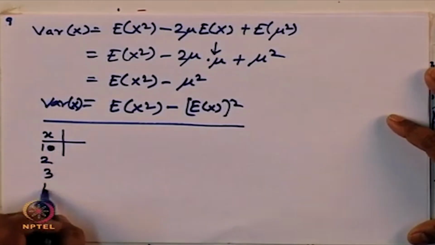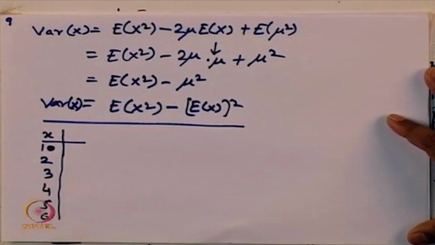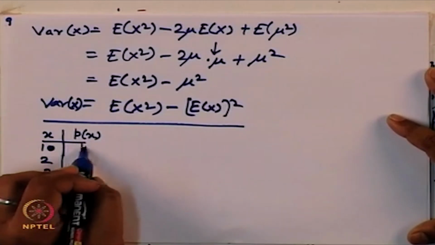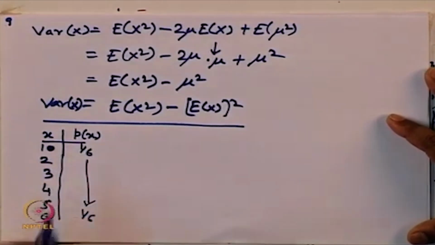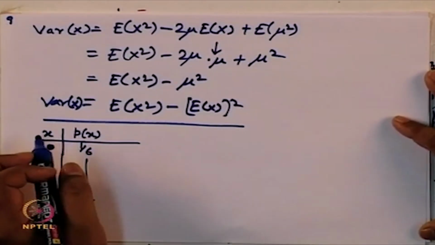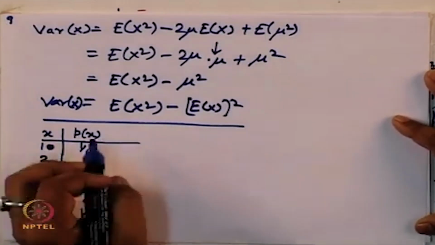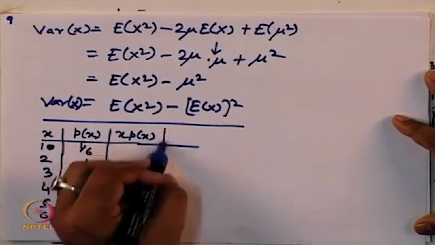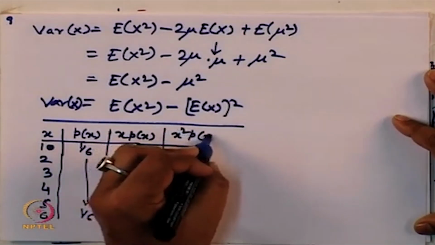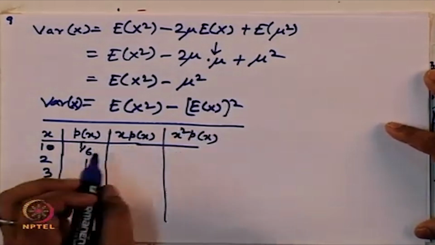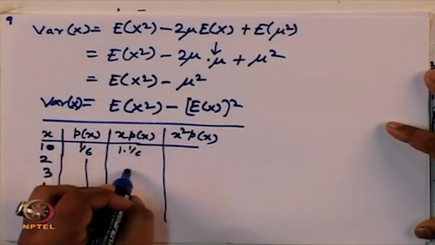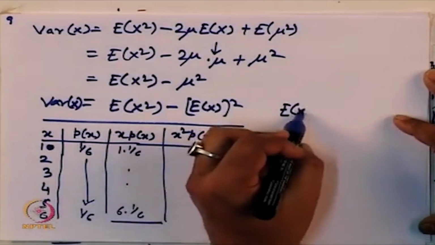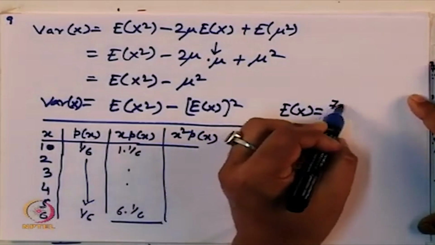So, let us say for the die roll you have x values of 1, 2, 3, 4, 5 and 6, and you have probability all of 1 by 6. Okay. So, what is my variance? Okay. So, for calculating my expectation of x, so we have x p x and x square p of x. So, expectation of x we had already calculated before, it turned out to be 7 by 2.